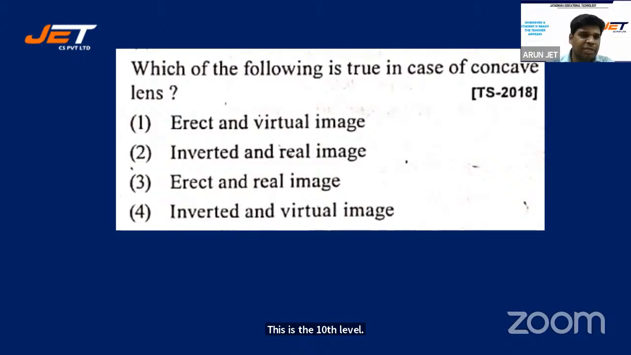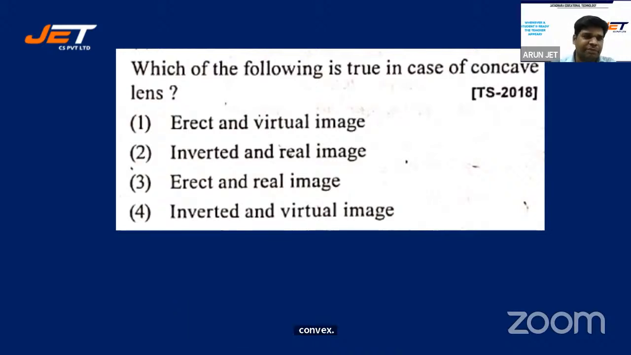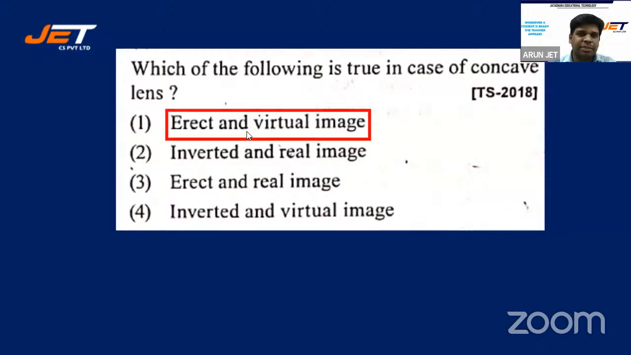In a concave or convex lens, Shivrama Krishna, R2 is negative. In a convex lens also R2 is negative. R1 is positive, R2 is negative, for a biconvex lens. Right. That should be the key. It's erect and virtual. That's right.